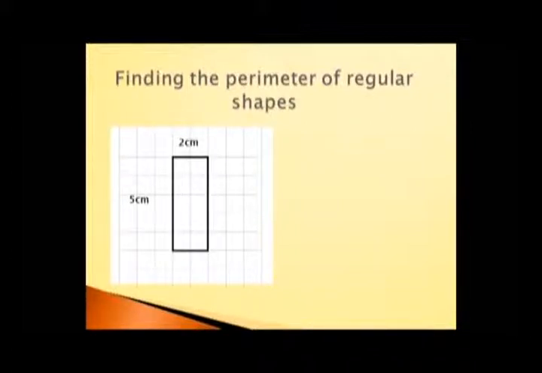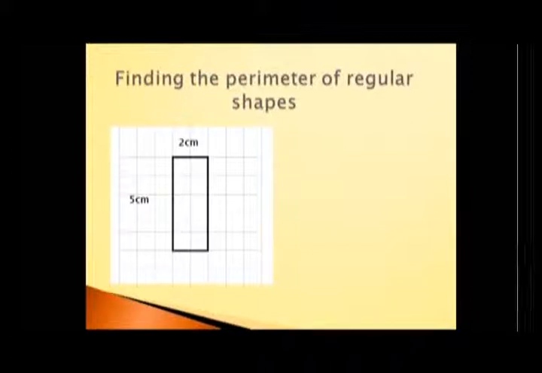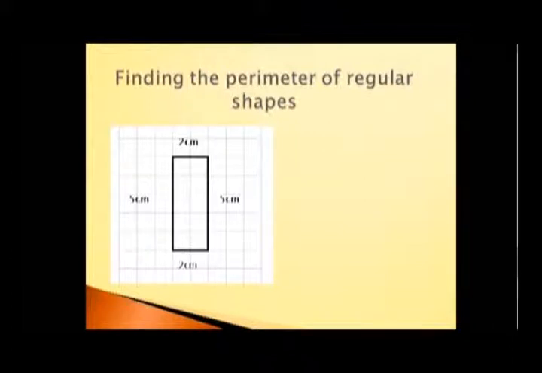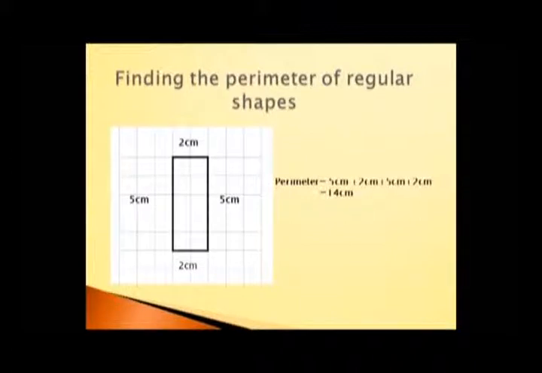So we have 5 centimeters for one long side, 2 centimeters for the short side, and the other long side also 5 centimeters. And at the bottom, the other short side, it is also 2 centimeters. Now remember, perimeter is the distance around the shape. So let's now calculate to find the perimeter. 5 plus 2 plus 5 plus 2 will give us 14 centimeters. The perimeter is 14 centimeters.